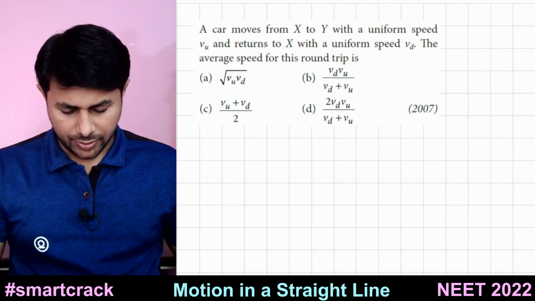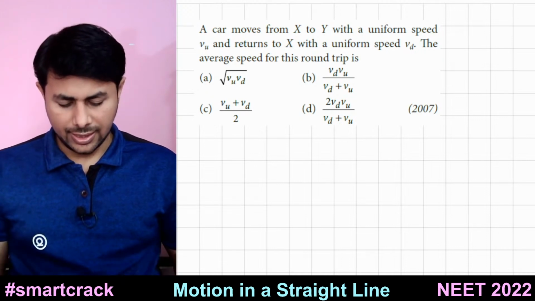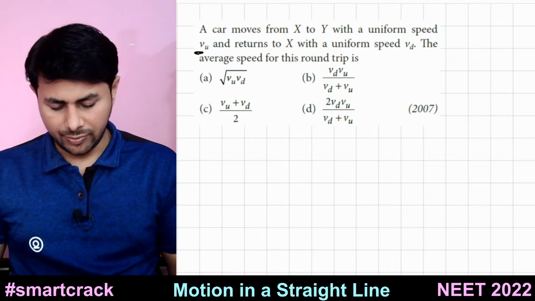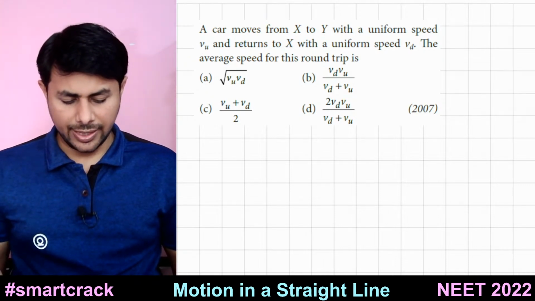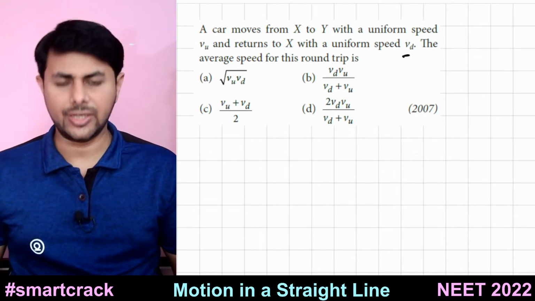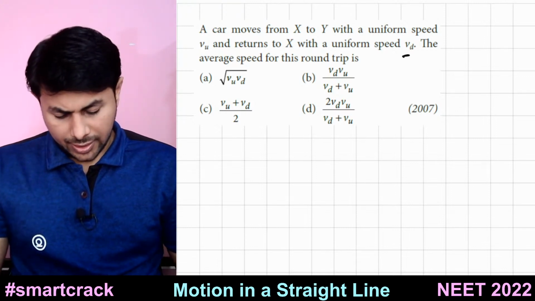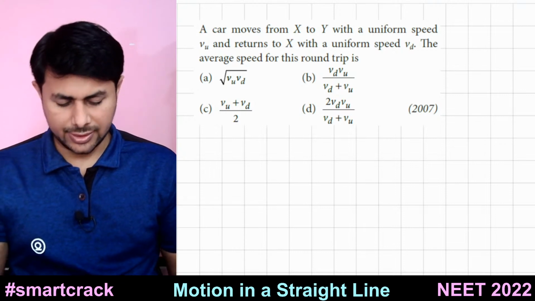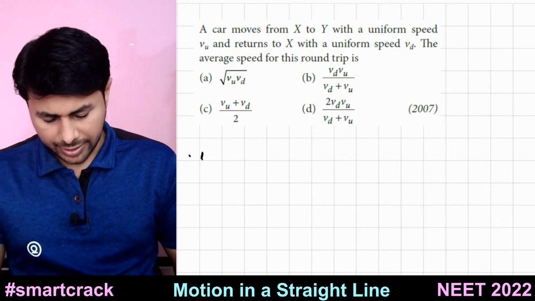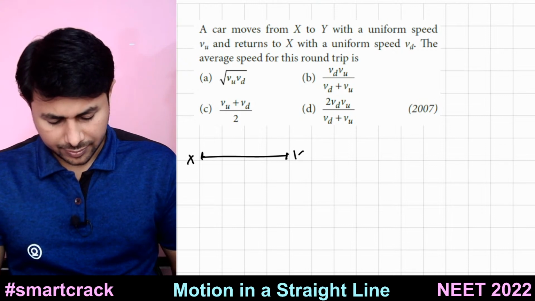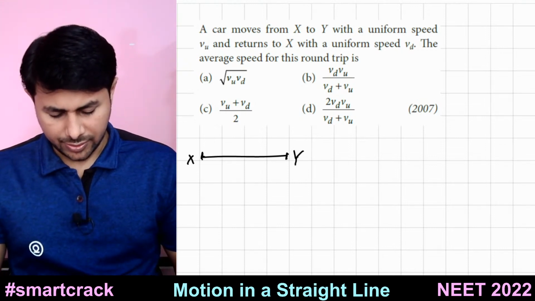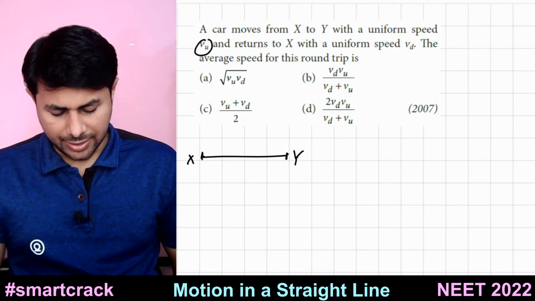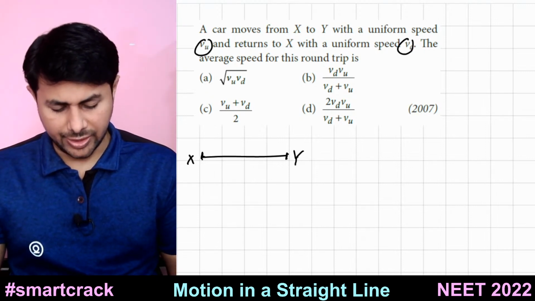Okay, so the first problem is a car moves from x to y with uniform speed vu and returns to x with uniform speed vd. The average speed for this round trip is... So there is a car which moves from x to y with speed vu, and it returns from y to x with speed vd.